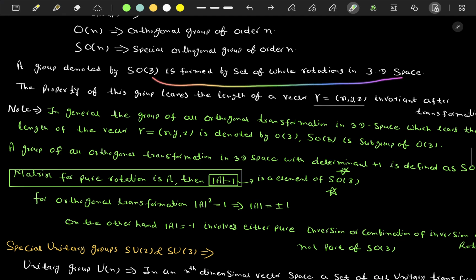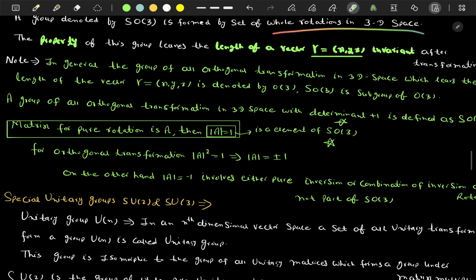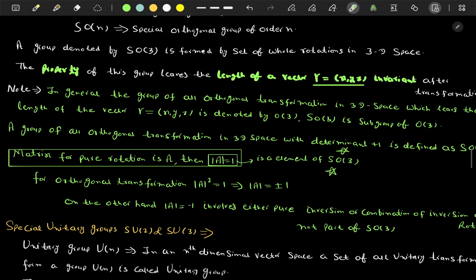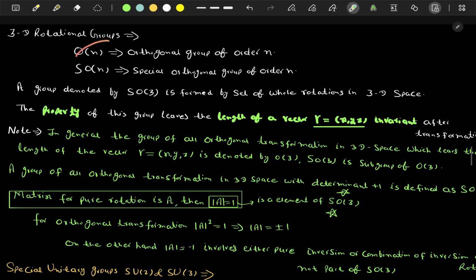So here 3 is showing the 3D space. And what is the property? Property is the length of the vector is invariant. Okay. So after applying the operation, if the length of the vector is invariant, then we will say it is SO3, it is a 3D space rotation group, and it is a special orthogonal group of order 3. So O stands for orthogonal, S for special.